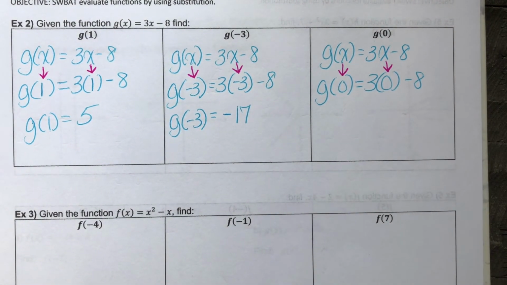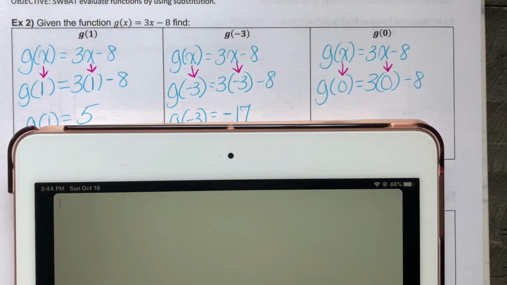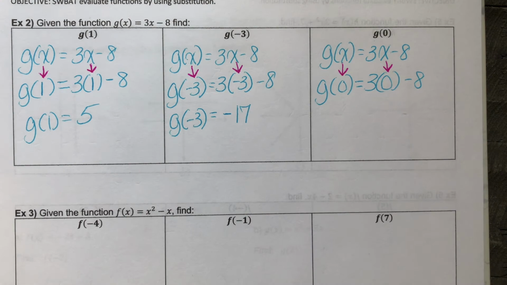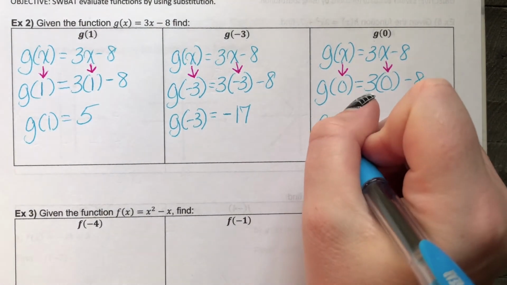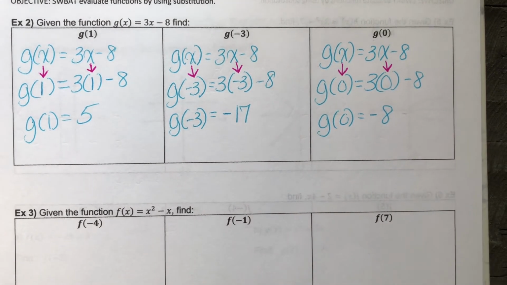And then one more time, let me type this into my handy dandy calculator. So again, I'm going to do 3 times 0. One more time, 3 times 0. And then minus 8, enter. And I can see that my answer is negative 8. So I know that when x is 0, g of 0, my y value, my output is negative 8.